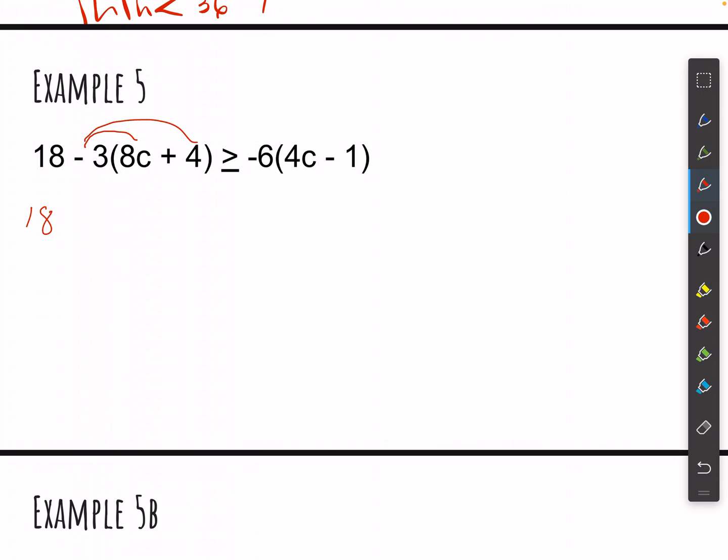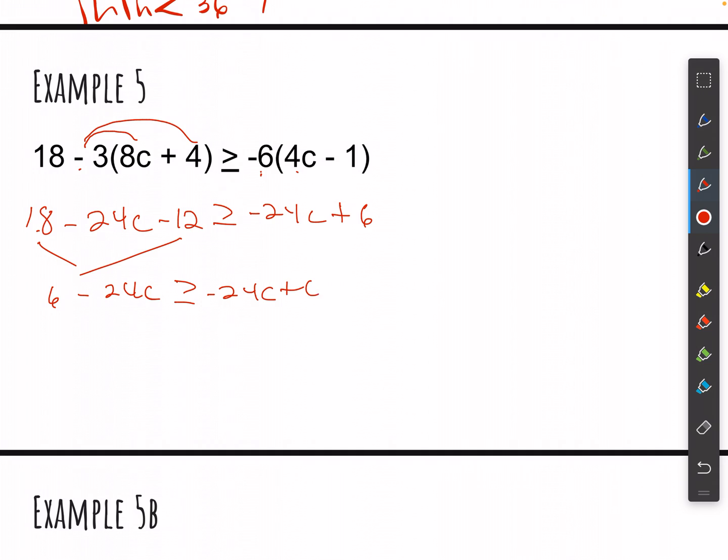Not really, though. Negative 3 times 8c is negative 24c. Negative 3 times 4 is negative 12. Okay, negative 6 times 4c is negative 24c. Negative 6 times negative 1 is positive 6. Okay, now combine terms. I like to combine the terms on the same side first. So 18 minus 12 is 6. Minus 24c, just clean that up a little bit, is greater than or equal to negative 24c plus 6.